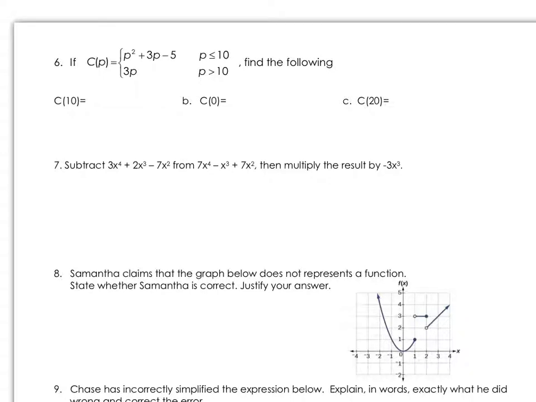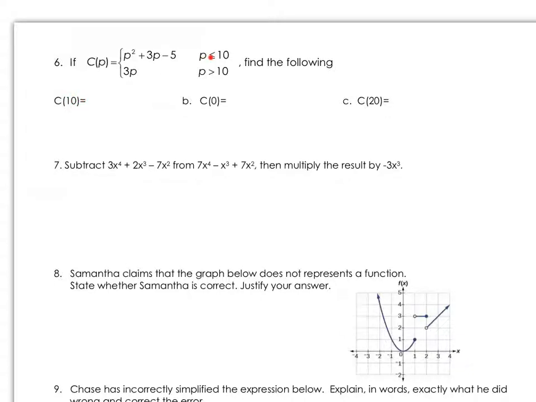Okay, next question. This one says that we have C of p equals p squared plus 3p minus 5 when p is less than or equal to 10, and then we have 3p when p is greater than 10. So we need to find the following. C of 10. Well, the 10 is in place of p, so I'm just going to substitute it in. But what's different about what we've done in the past is I have to decide which one to substitute the 10 into. So 10 is my p value.